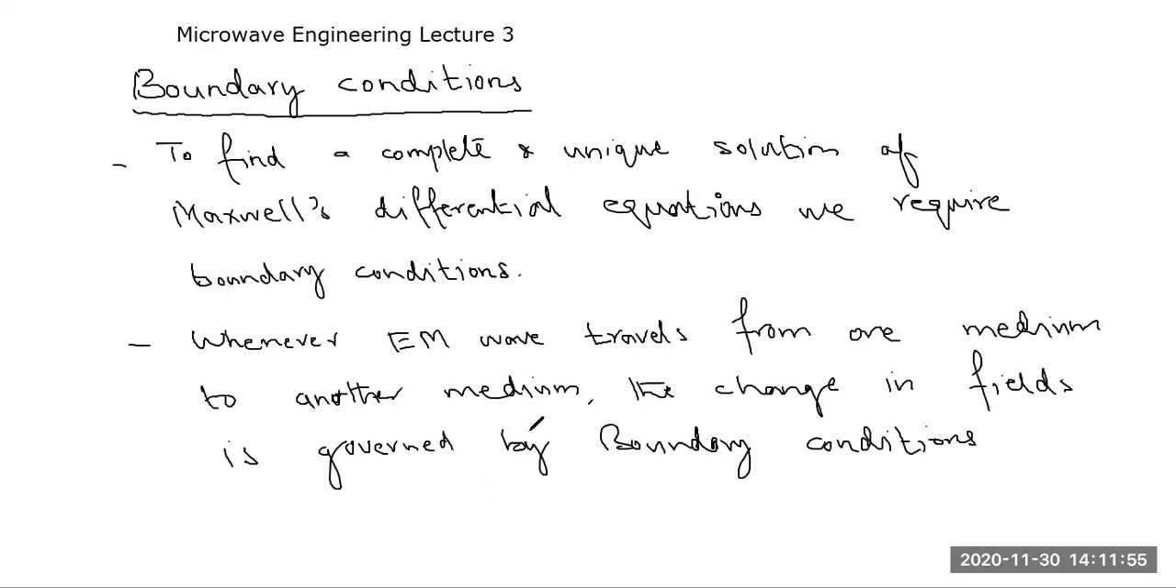Now, what is the mathematical form of these boundary conditions? We will derive these boundary conditions by making use of Maxwell equations. Because whether we are talking about Maxwell equations or fields, we all know that Maxwell equations are fundamental equations that must be satisfied by any field. So when an electromagnetic wave consisting of electric field and magnetic field moves from one medium to another medium, the change in the fields must be according to Maxwell equations. Let me draw a figure with respect to which I will derive the boundary conditions.